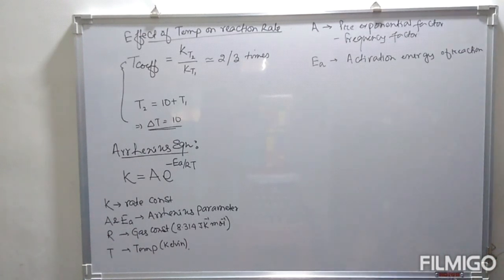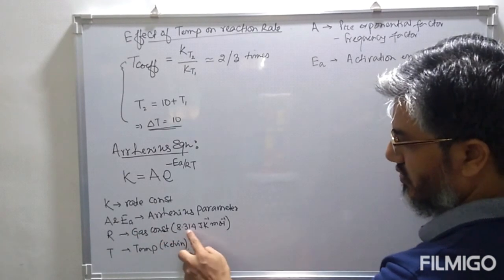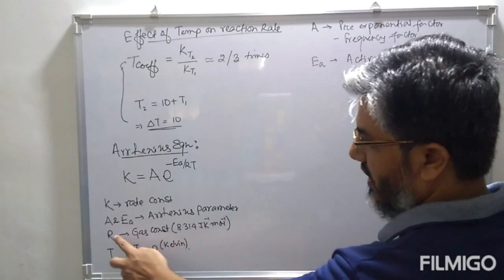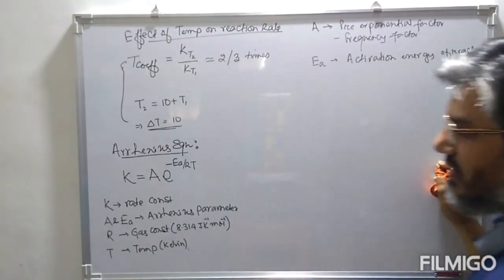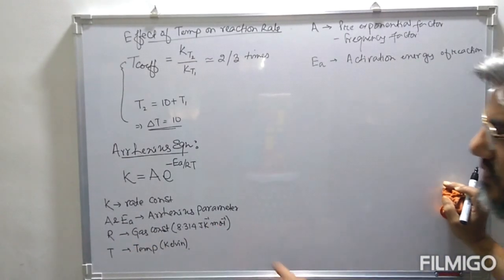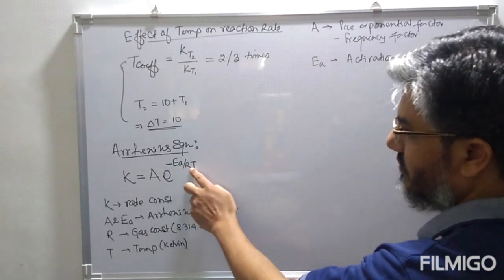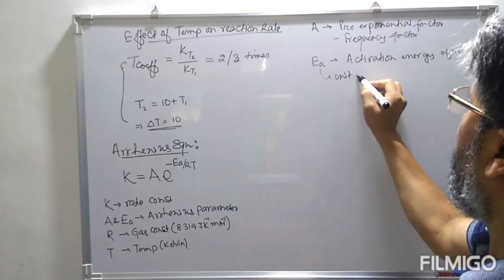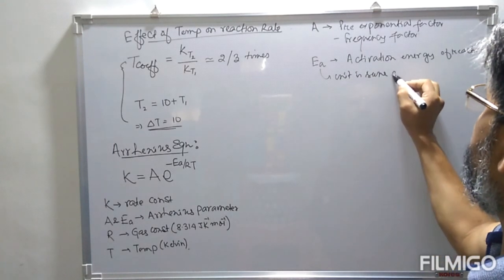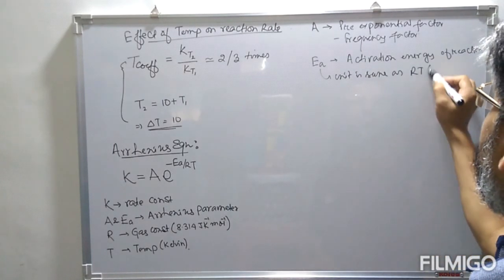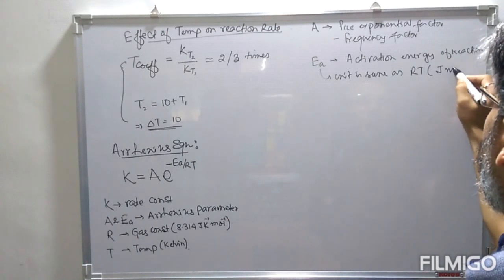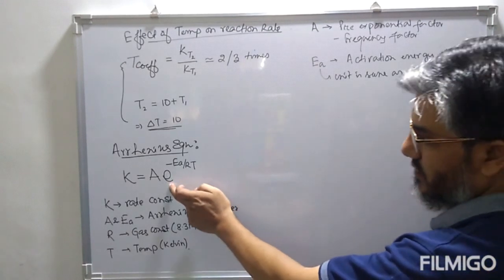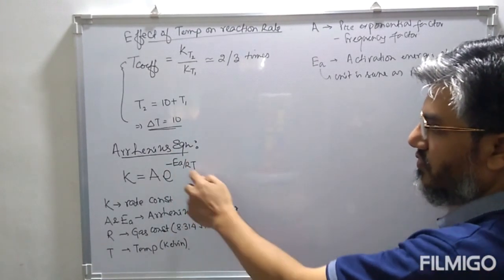So the unit of R is 8.314 joule per Kelvin per mole, temperature is in Kelvin. So R into T is joule per mole. That means the unit of EA is the same as the unit of RT, which is joule per mole. And look at this exponential raised by something, so this has to be a unitless quantity.